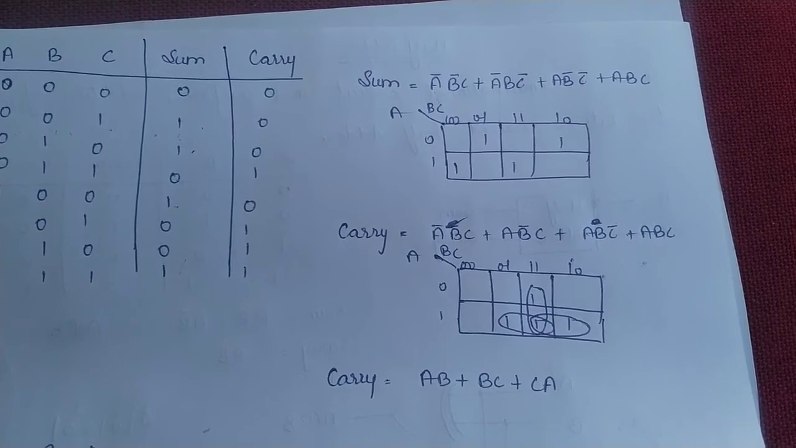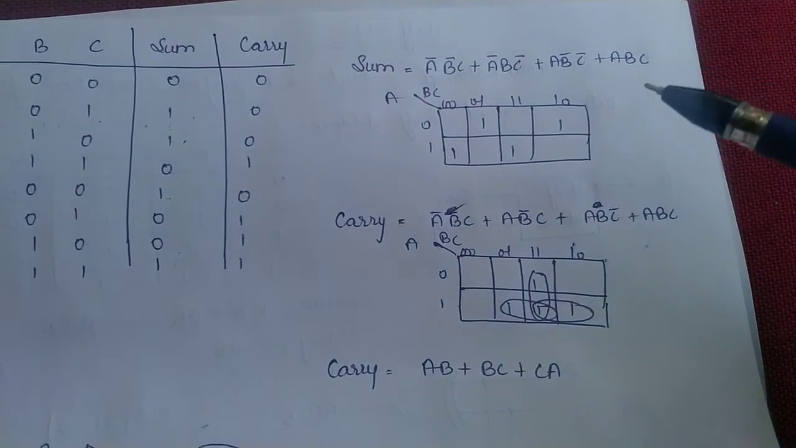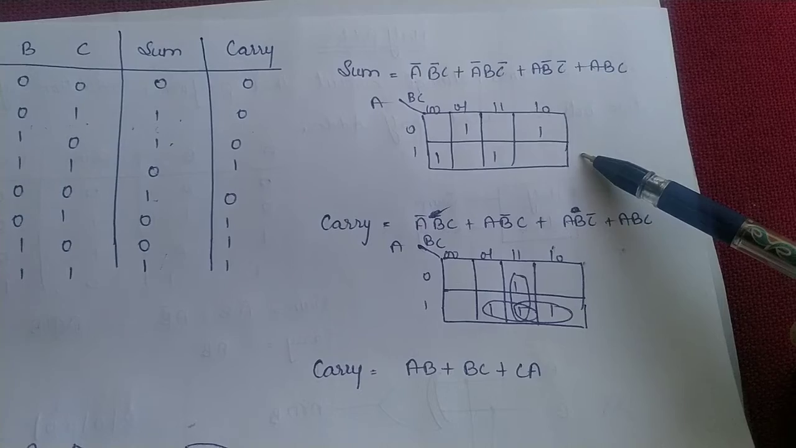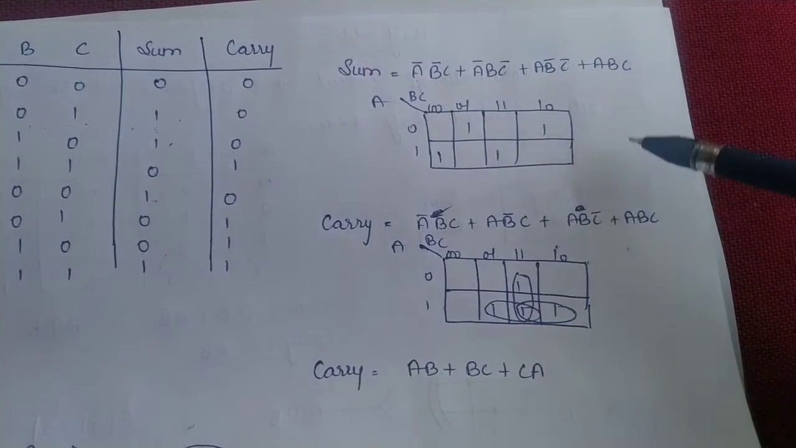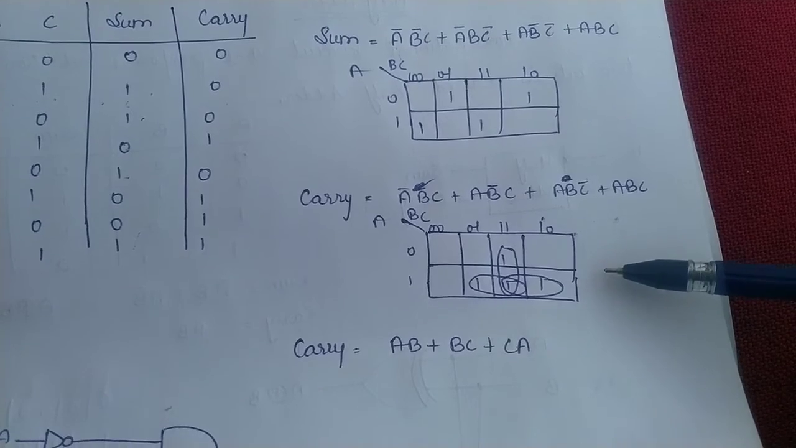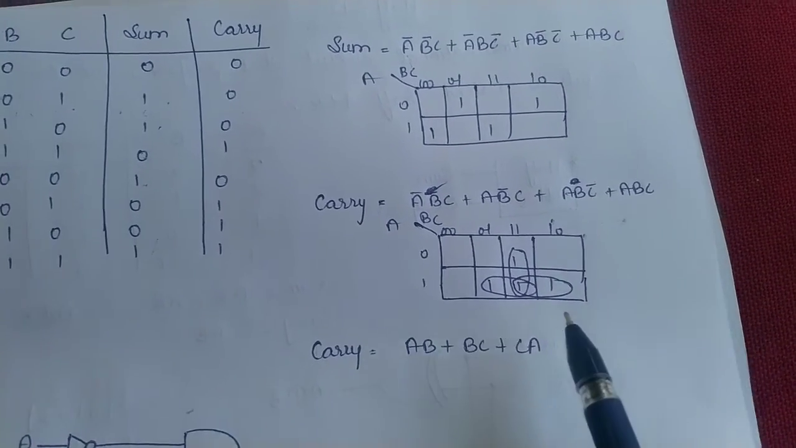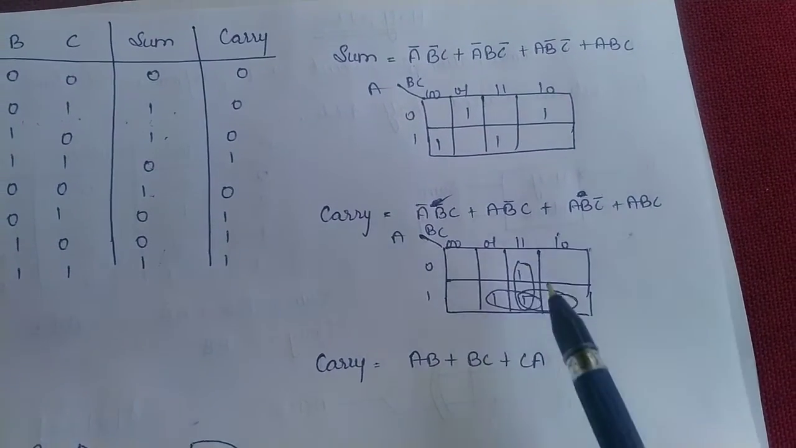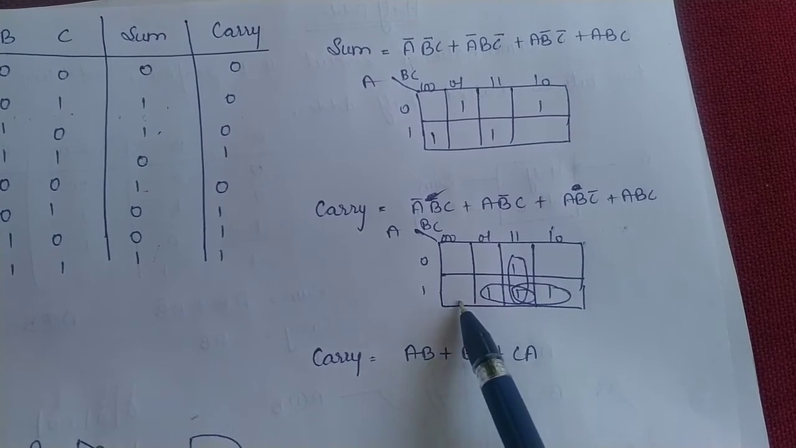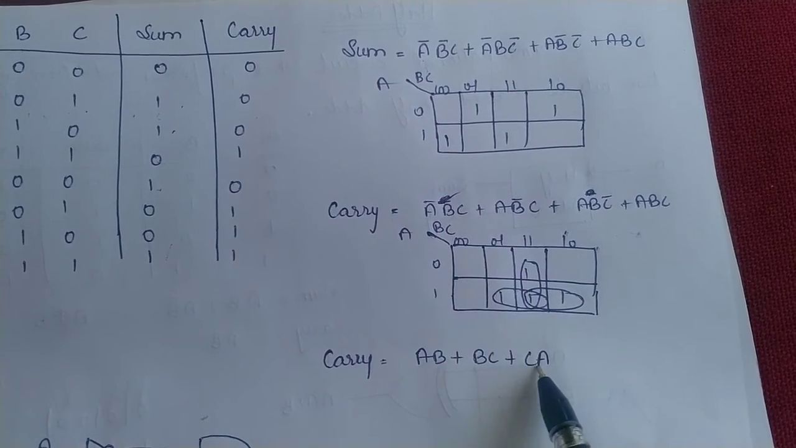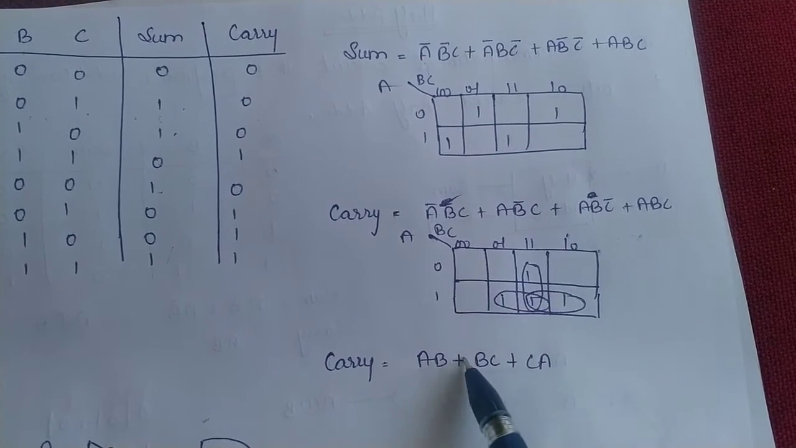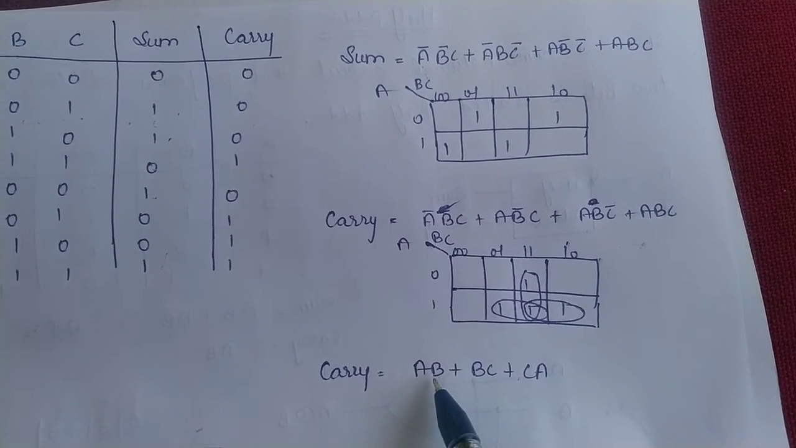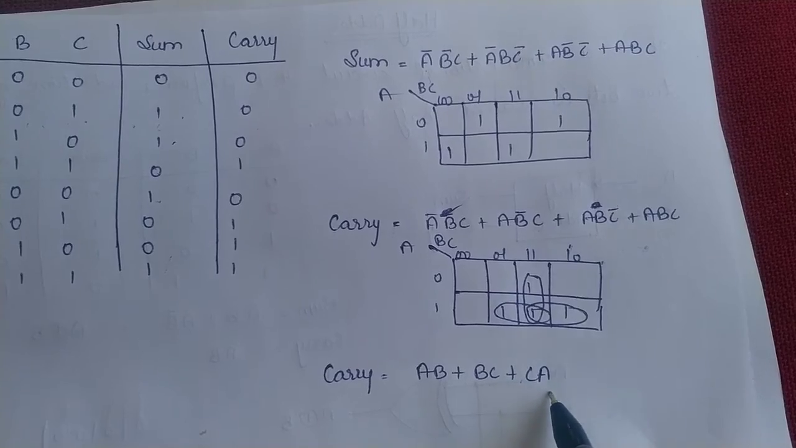If we want to minimize these expressions, we can draw them in the form of a K-map. If we express the sum in the K-map, it cannot be further minimized. Same if we draw carry in the K-map, three groupings can be made. For this one, A and C are common here. For this grouping it is A and B, and for this diagonal grouping it is B and C. So carry can be written as AB plus BC plus AC.